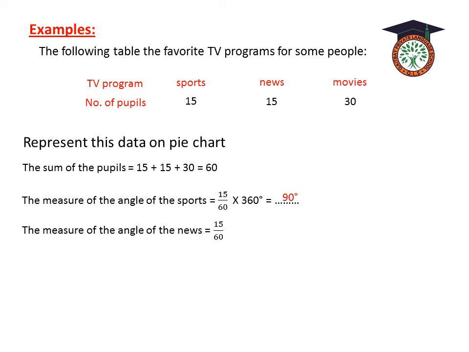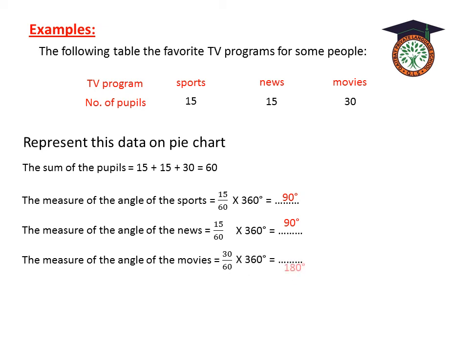The measure of the angle of the news: as sports is 15, news will also be 15. So 15 divided by the total times 360, and the answer equals 90 degrees. The last one, the angle of the movies, is 30 over the total times 360, so the answer will be 180. Let's see on our chart here, as I do it in a small graph.